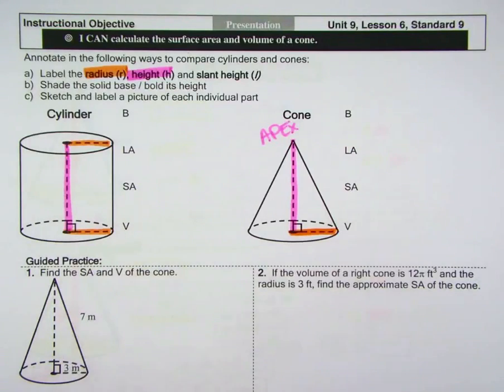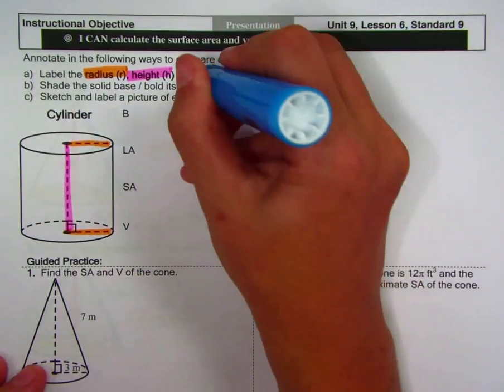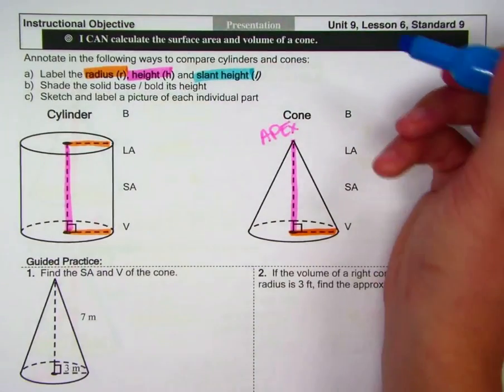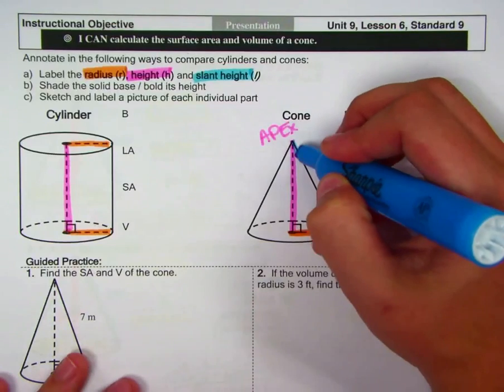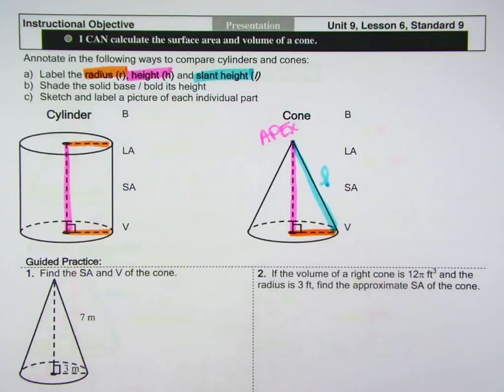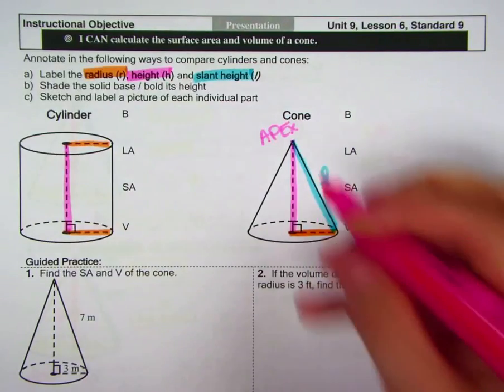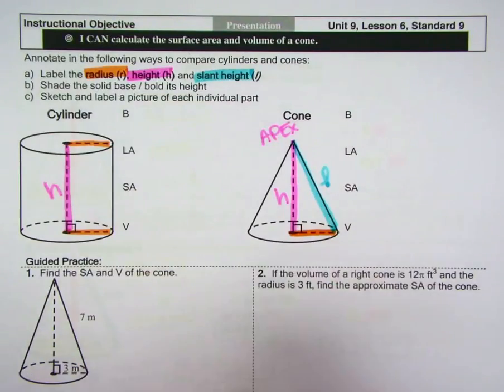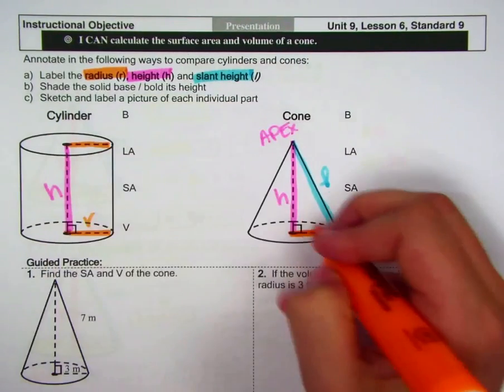And then we'll quickly do the slant height. A cylinder does not have a slant height, just a cone. So this is our slant height, L. Our height is H, and our radius is obviously R.